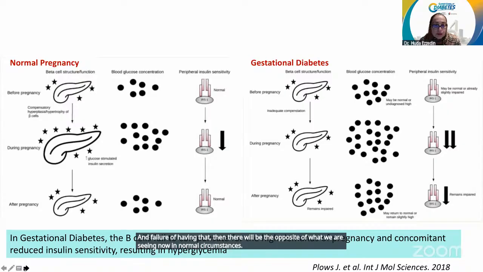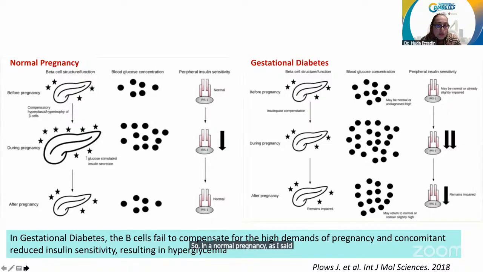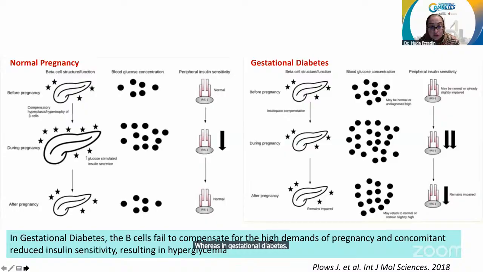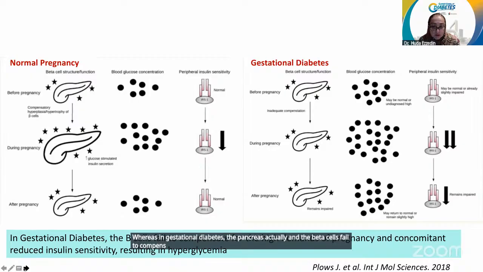So in a normal pregnancy, as I said, the pancreas will have more stimulated insulin secretion, the cells will increase in size and number, and there will be more ability for tackling all the blood glucose that is concentrated in the bloodstream. Whereas in gestational diabetes, the pancreas and the beta cells fail to compensate for the high demands of pregnancy with a concomitant reduced insulin sensitivity, and that would result in hyperglycemia.